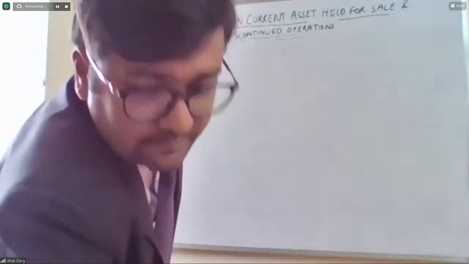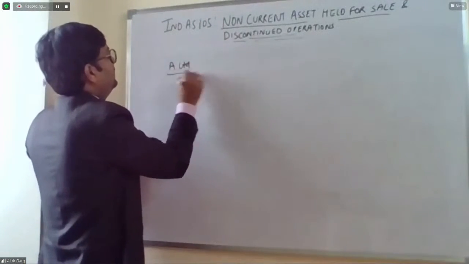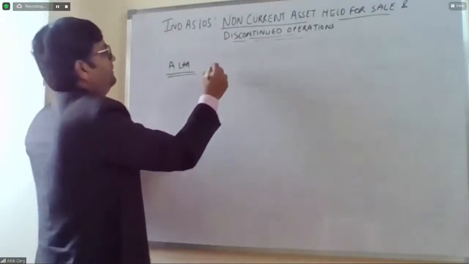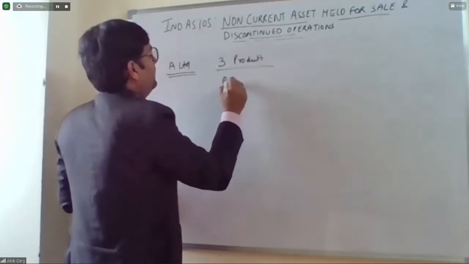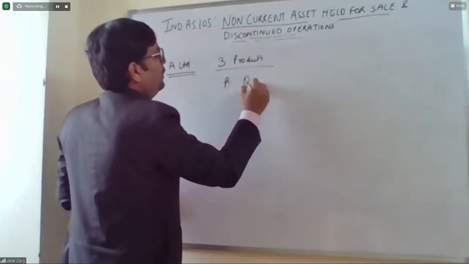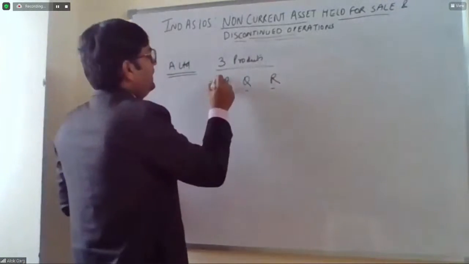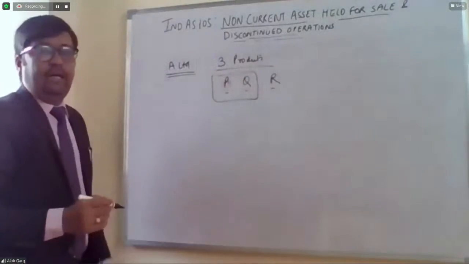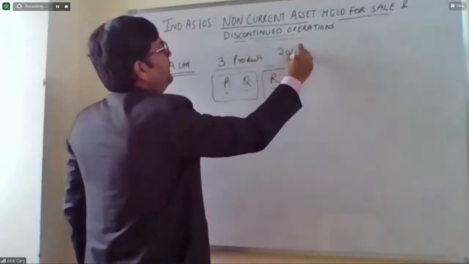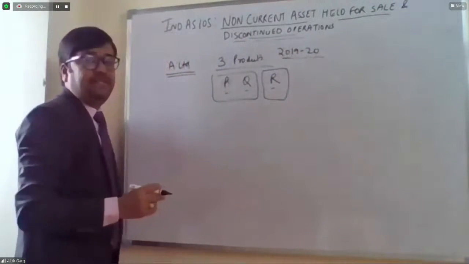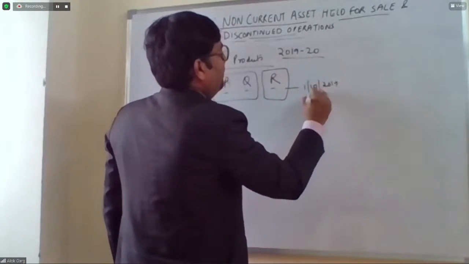For example, this is a company A Limited. A Limited deals in three products, let's say P, Q and R. So A Limited is continuing these two products P and Q, and A Limited has discontinued product R. Let's say this is financial year 19-20. So A Limited has discontinued product R from 1st October 2019.